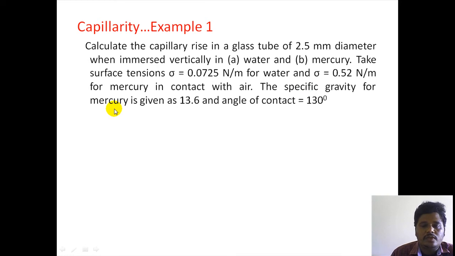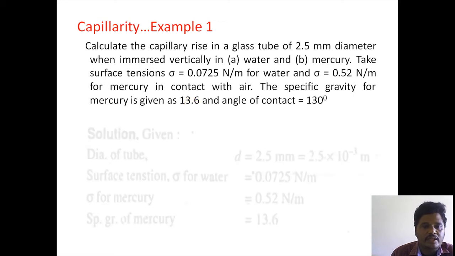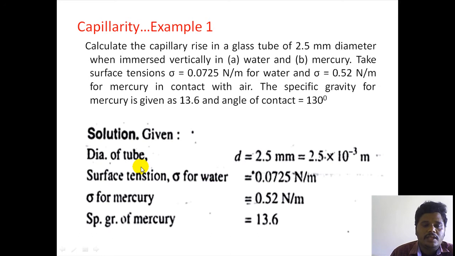Solution. Given diameter of tube D is equal to 2.5 mm, that is equal to 2.5 into 10 power minus 3 meter. Surface tension of water is equal to 0.0725 Newton per meter. Surface tension of mercury is given as 0.52 Newton per meter. Specific gravity of mercury is given as 13.6.